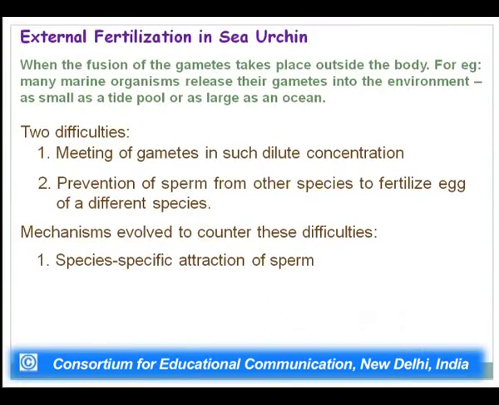So, mechanisms have evolved to counter these difficulties, which are basically the species specific attraction of the sperm and the species specific sperm activation. To counter the meeting of the gametes in such a dilute concentration, there are mechanisms, which we will talk about in detail, in which species specific attraction of the sperm takes place. Some kind of chemicals are released or some kind of cue is there by which the gametes from a particular species only tend to come together.